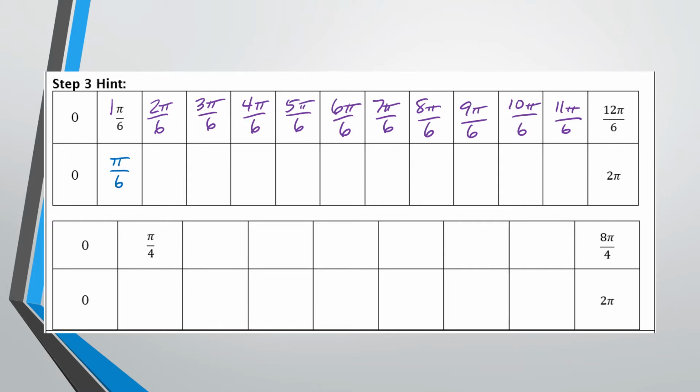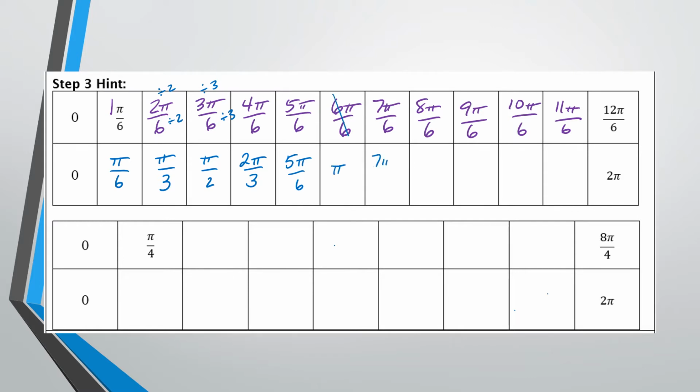That stays the same. 2 pi over 6 does reduce. We can divide the 2 and the 6 both by 2, and it would turn into pi over 3. And then same thing here with 3 pi over 6. They're both divisible by 3. So this would turn into 1/2, or pi over 2. 4 and 6 are both divisible by 2, so this would turn into 2 pi over 3. 5 and 6 don't reduce, so this one's going to stay 5 pi over 6. 6 pi over 6 reduces just to pi.